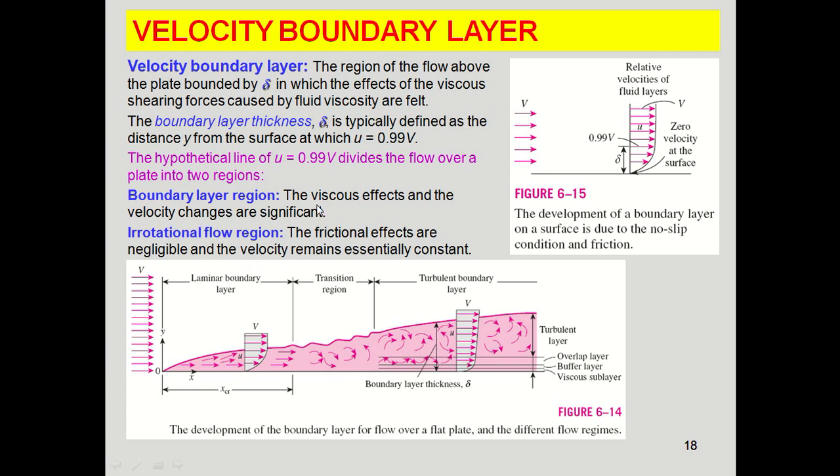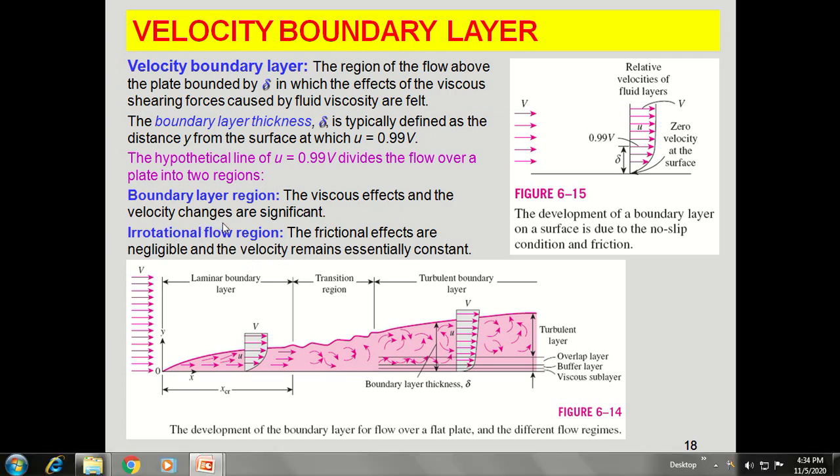Boundary layer region: the viscous effect and the velocity changes are significant. Irrotational flow region: the frictional effects are negligible and the velocity remains essentially constant. Now we'll see here in the figure.